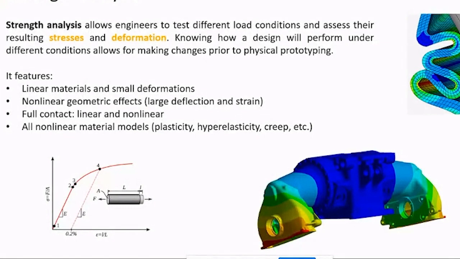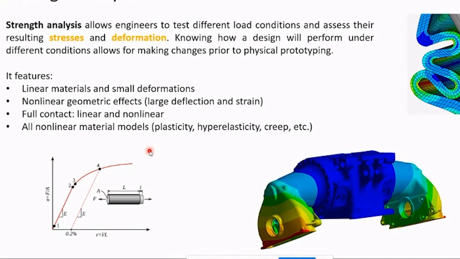The strength analysis in ANSYS supports all types of analysis, starting from static linear to advanced nonlinear. In nonlinear, we have different types of nonlinearities, like material nonlinearity, geometric nonlinearity, and contact nonlinearity. We support all types of nonlinearities. And when it comes to material models, we also support all types of material models. For example, if you are working with metals, we have a lot of material models that help you to define the behavior of the metal.